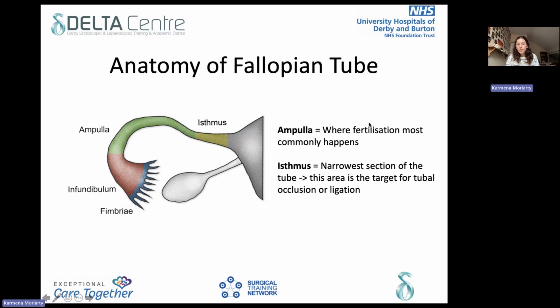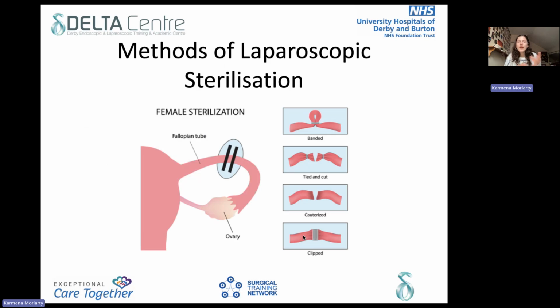And then the anatomy of the fallopian tube, you have the fimbriae here, which are the finger-like projections closest to the ovary. So they receive the egg from the ovary, then the infundibulum, then the section called the ampulla, which is where fertilization most commonly happens, and then the isthmus, which is the narrowest section of the tube. And this is the target for tubal sterilisation. So this is the section that surgeons will want to block, because it's the narrowest and therefore easiest and most effective for this procedure.